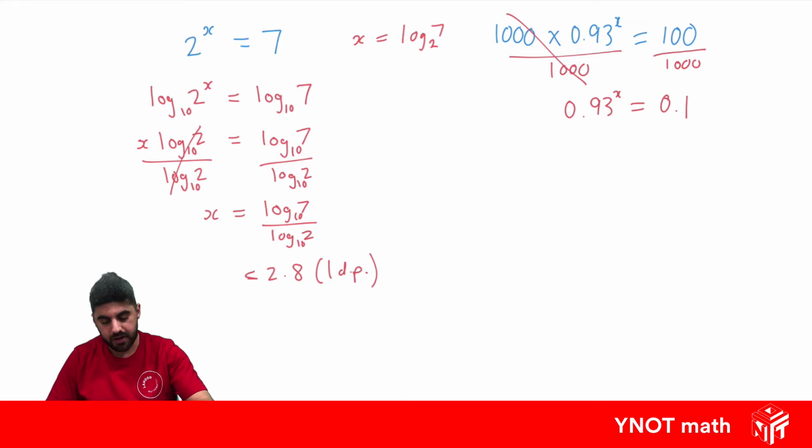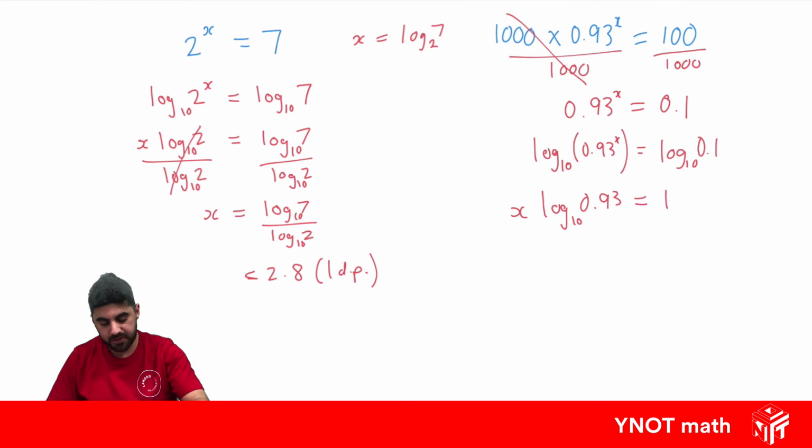Now we can go ahead and log both sides with whatever base we want, and we're going to choose 10. So when we log the left-hand side, we'll get log of 0.93 to the power of x with base 10 equals log of 0.1 with base 10. Using our log law knowledge, we can bring that power down to the front. So we get log of 0.93 base 10 times x equals log 0.1 base 10.